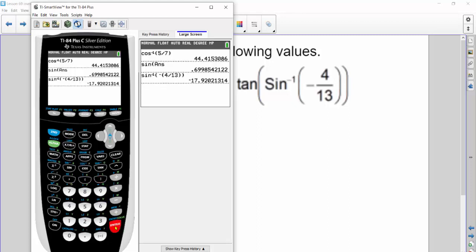It gives me an angle measure of about negative 17 degrees, which makes sense because it has to be between negative pi over 2 and pi over 2, and we're in degrees, so that's negative 90 and 90. And then I'm going to take the tangent of that, second tangent, the answer, and that gives me about negative 0.32.